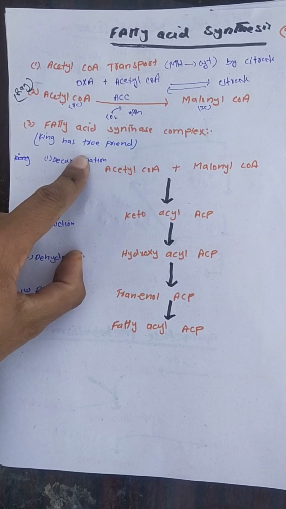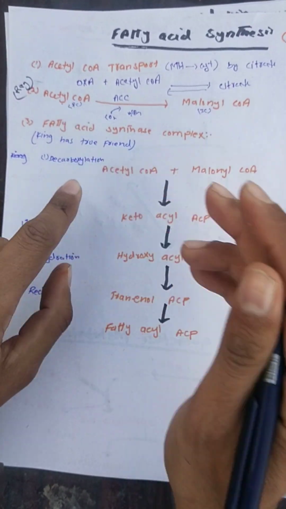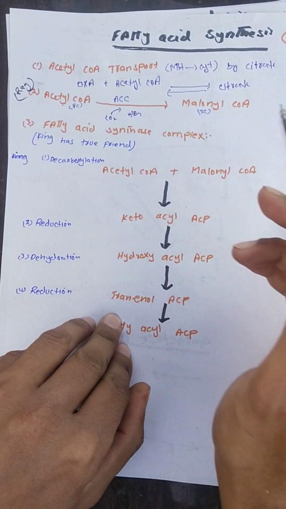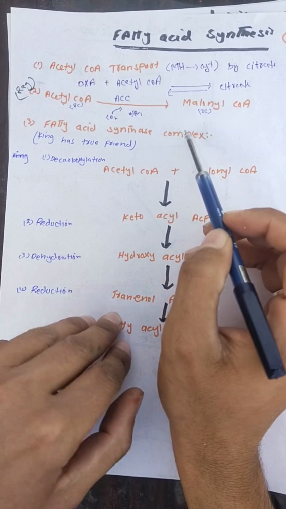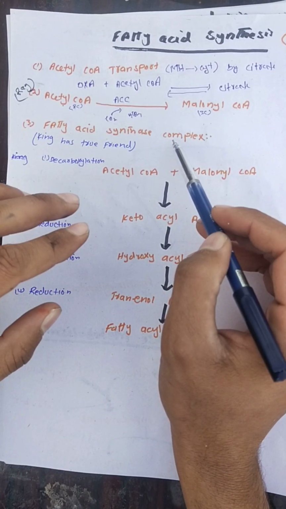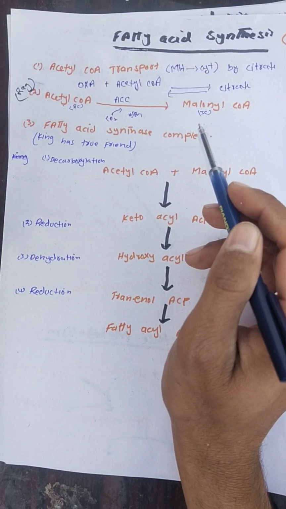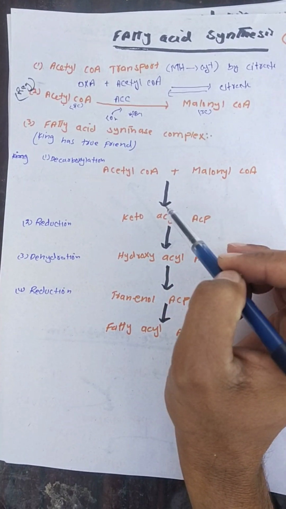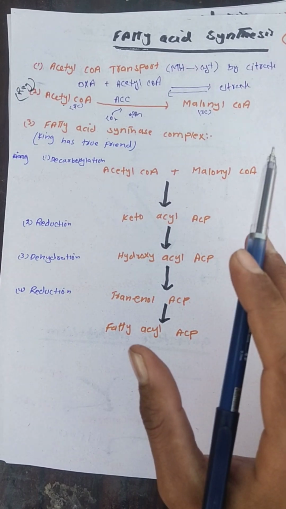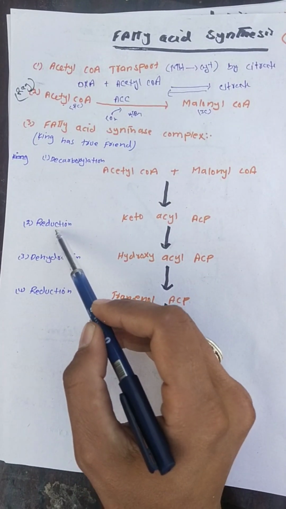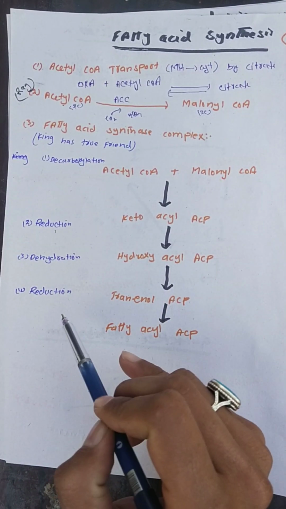So when we have done the acetyl CoA conversion to malonyl CoA, the next thing is called the fatty acid synthase complex. What is this? We are going to study it. This is a complex enzyme that consists of many more enzymes. I'm going to tell you these enzymes. The sequence of this reaction should be like this: reduction reaction, dehydration, and then again reduction.